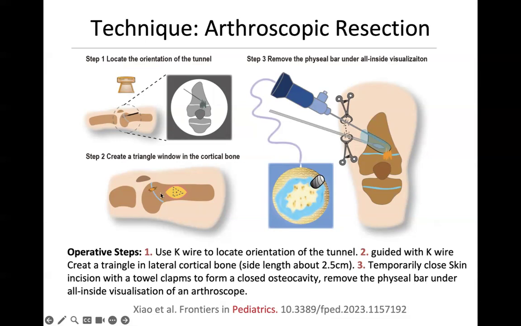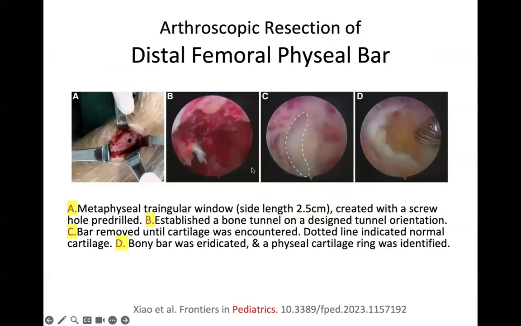Step 1 is placement of the K-wire to localize and orient the tunnel to reach the central bar. Then along the K-wire, a tunnel is created, which is 2.5 centimeters in side length, and the skin is closed with towel clips to create pressure inside to form a closed osteocavity. Then remove the physeal bar under all inside visualization of the arthroscope. After that, you can place the grafts or the cartilage. Here is an example of that.